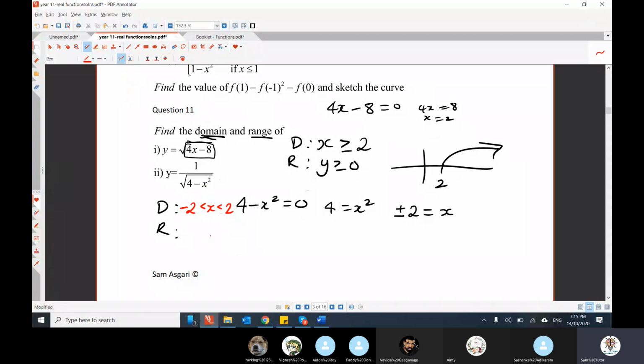Range, y must be greater than or equal to 0. The bottom's always positive. The top is always positive. That's always going to be greater than or equal to 0.